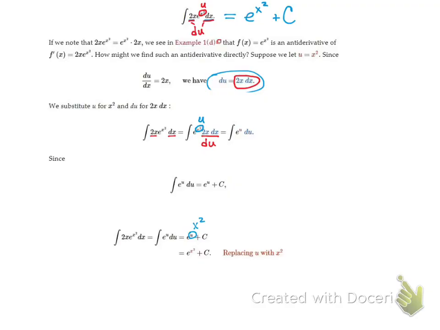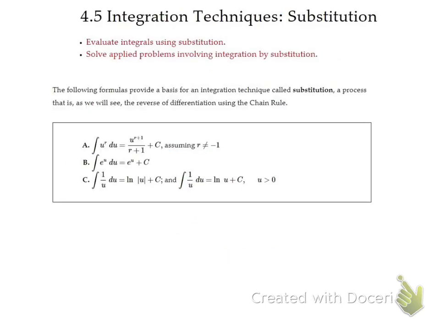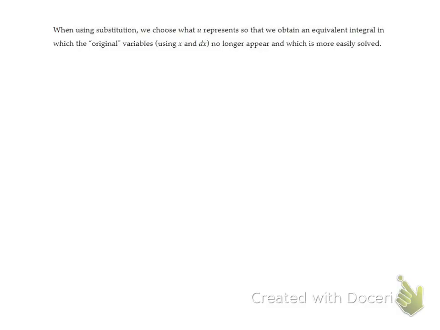Now, many integrals cannot be solved using u-substitution, but any integral that fits the formula that we first showed, any of these three formulas here, can be solved with this u-substitution procedure. So the whole point with u-substitution is we would not know how to solve the original integral without using it. But when we use it, we come up with an integral that's more easily solved than what we started with. So we always want to choose u so that we attain an equivalent integral in which the original variables x and dx no longer appear and they're replaced with u and du.